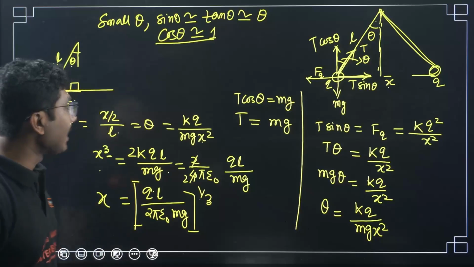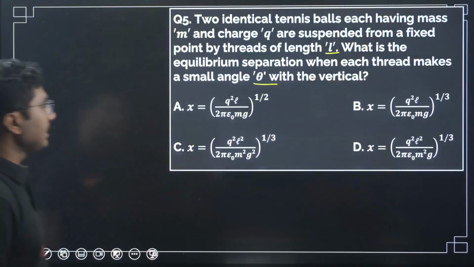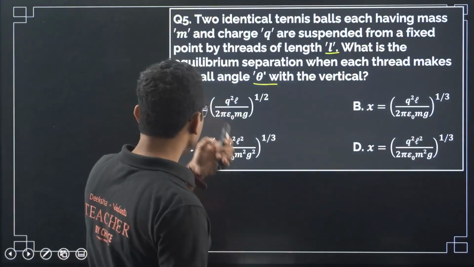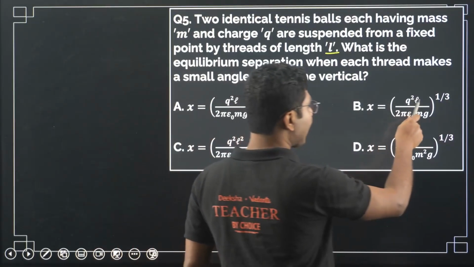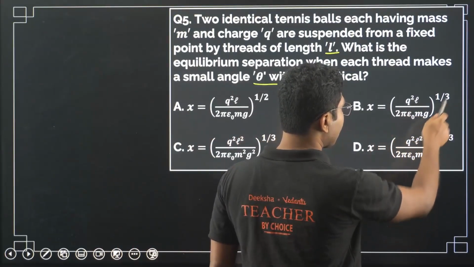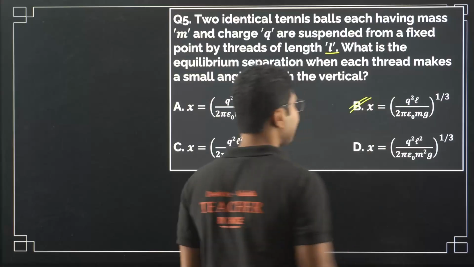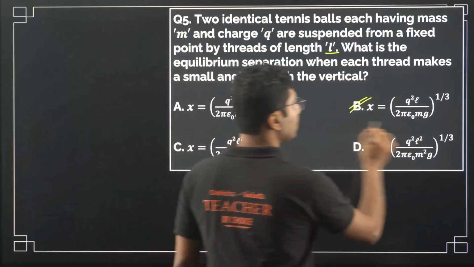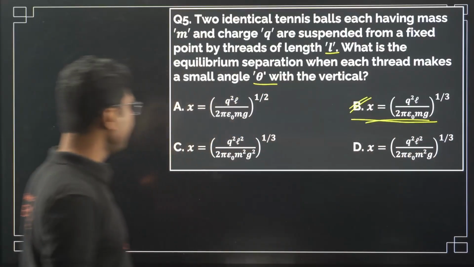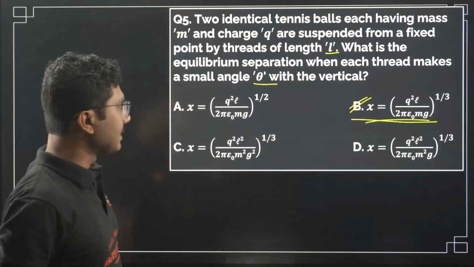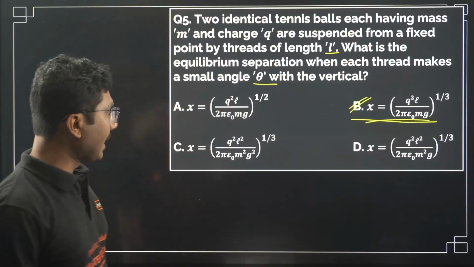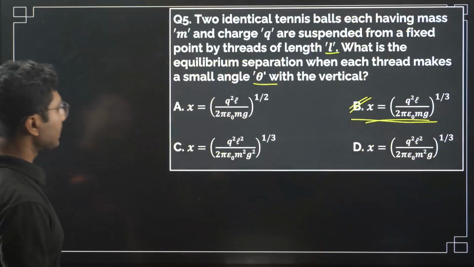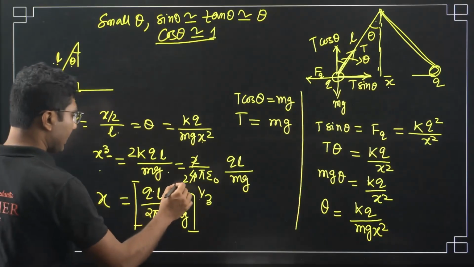So now let's take the answer. Answer is given by q square L over 2 pi epsilon naught mg, to the power 1/3. So option B is correct in this case. So option B is correct, right? So be careful while answering such questions. Might be tricky, but if you follow the steps properly, you will get the answer.